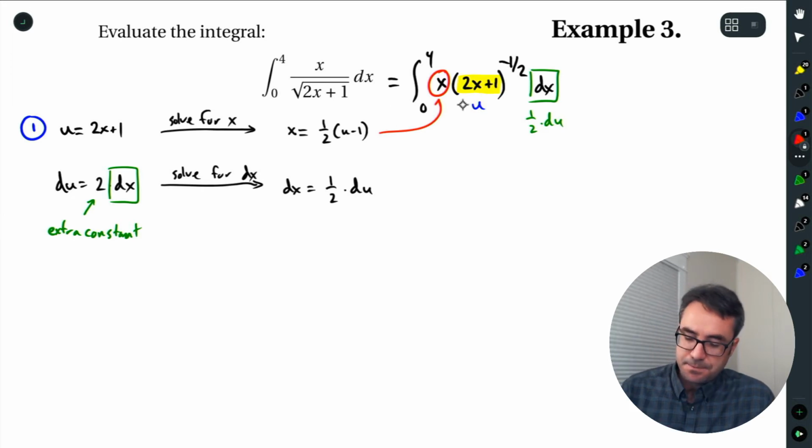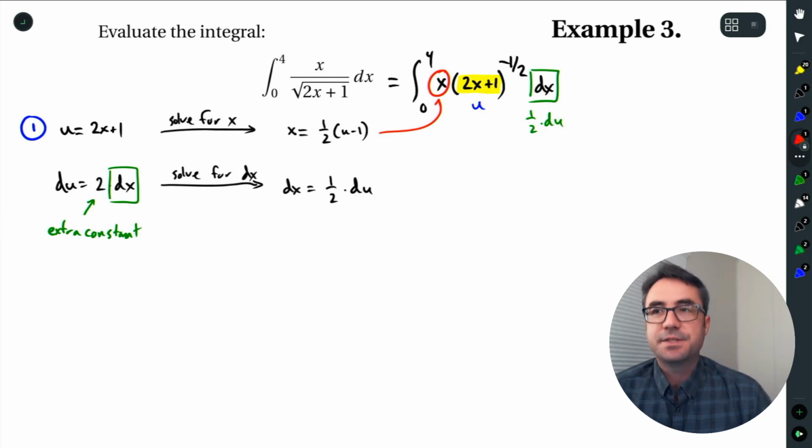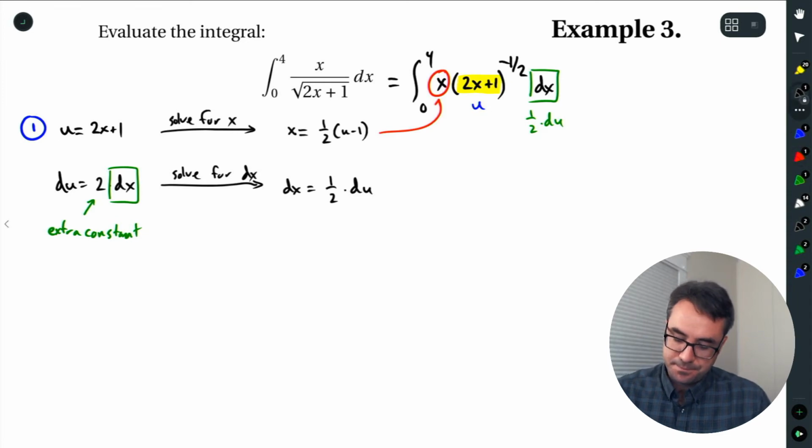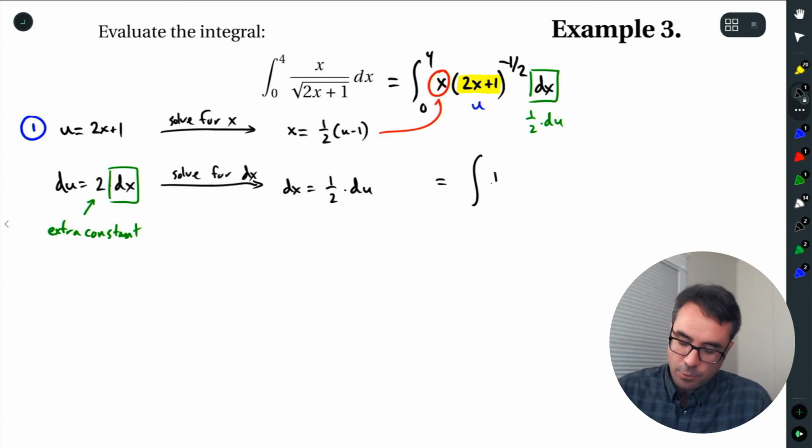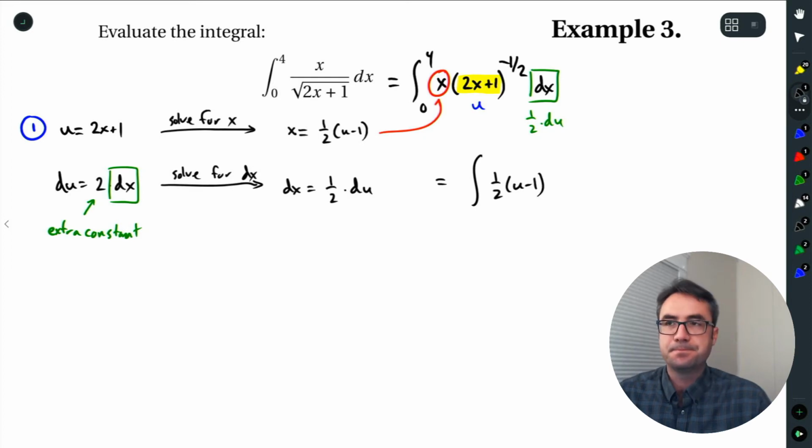All right, so let's start plugging all of this in. So our integral is going to be, well, we'll worry about the limits of integration in a second. Let's just worry about our function for now. So this x here is going to become 1/2 times u minus 1. The 2x plus 1 is going to become u, so we're going to have u raised to the negative 1/2. And then our differential here gets converted, and we'll have a 1/2 times du.